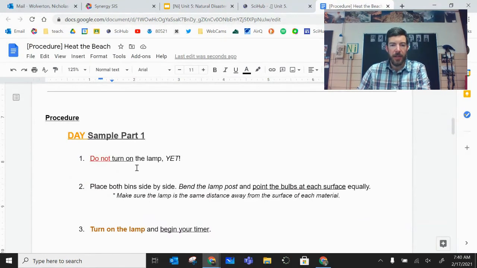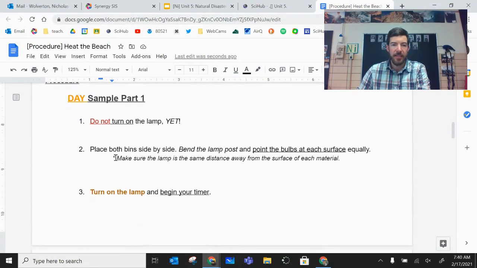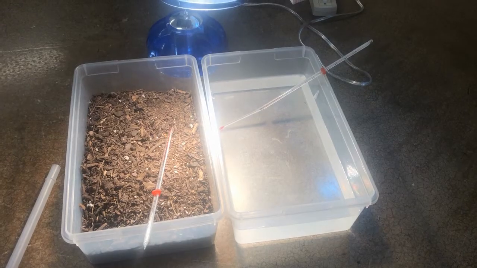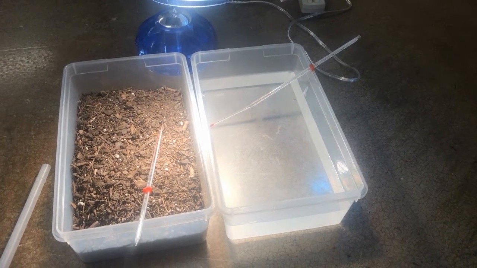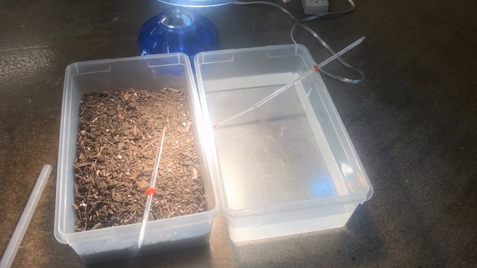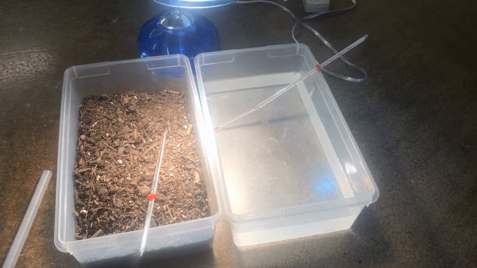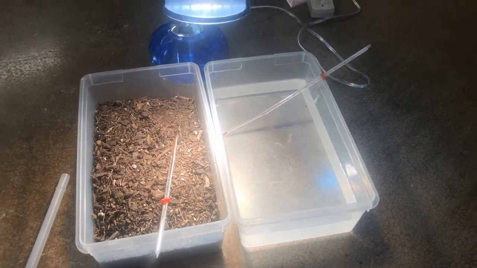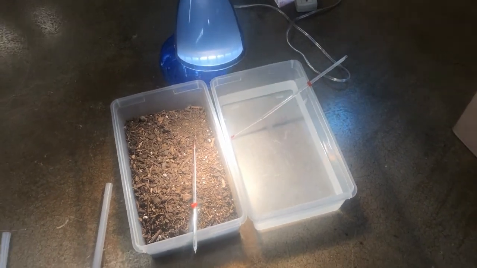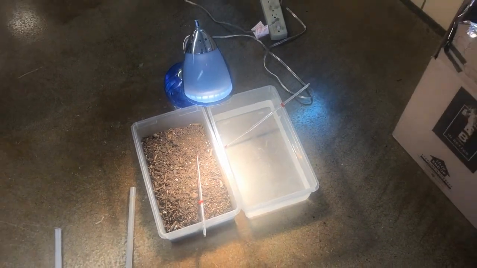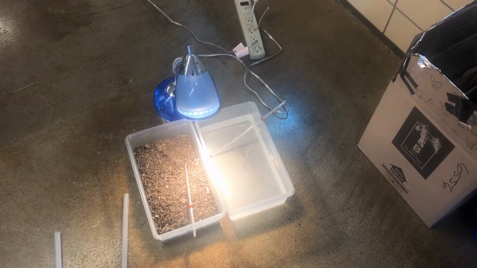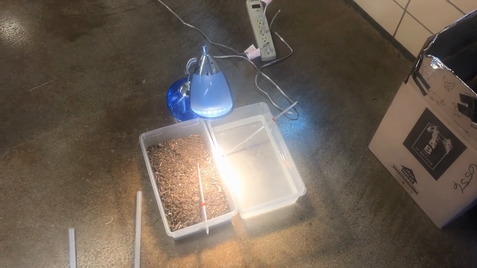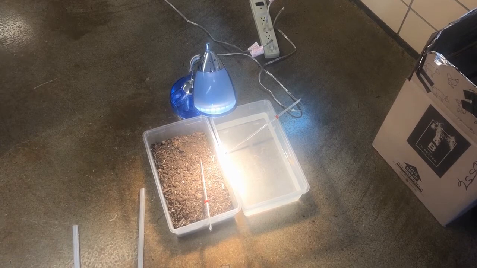All right, so to begin with, I had everyone set this up the same way, where they got the land and the water, they put them next to each other, turned on the lamp, and then put the lamp over those two bins so that they're heating each surface equally. And every minute for 5 minutes, they use a glass thermometer to measure the surface temperature of each material. They recorded their information in their science notebook, and then after 5 minutes, they go on to do a second sample, which I'll talk about at the end.